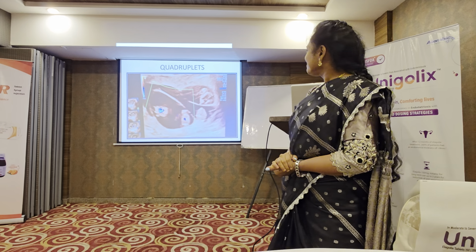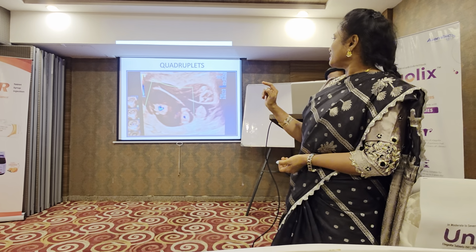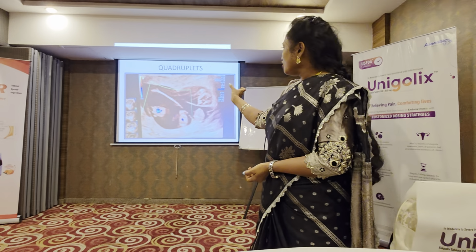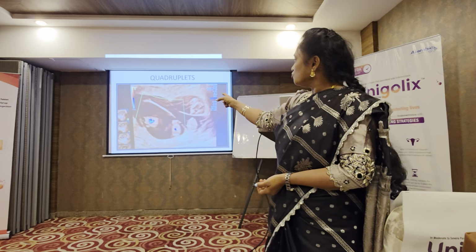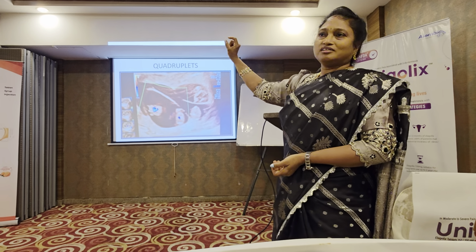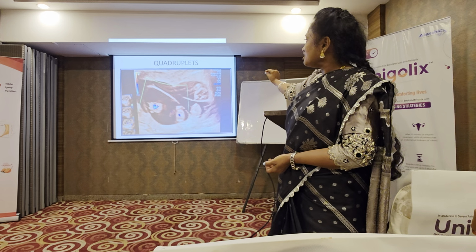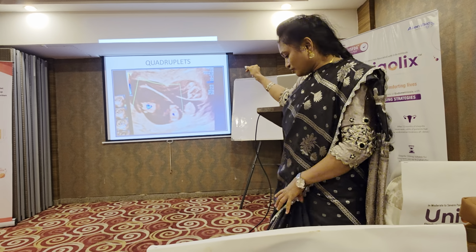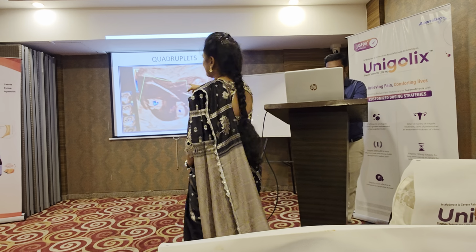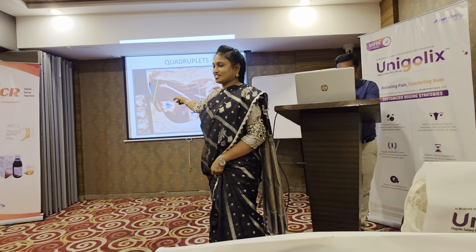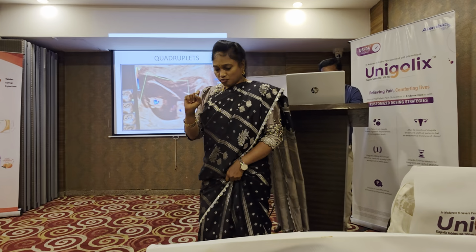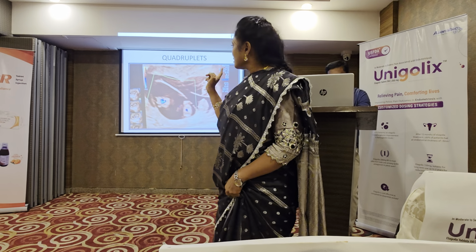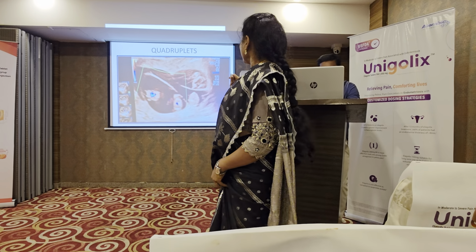Next one. This is a case of quadruplets, but it was a pair of mono twins and 1 pair of twins with a dividing membrane in between. So they decided to continue the healthy one, and for this one we went for fetal reduction. The mono twins we aborted, the other one we continued. Now she's still carrying. Next one.